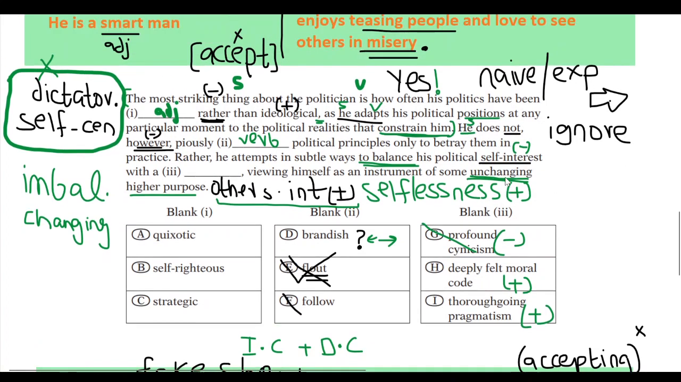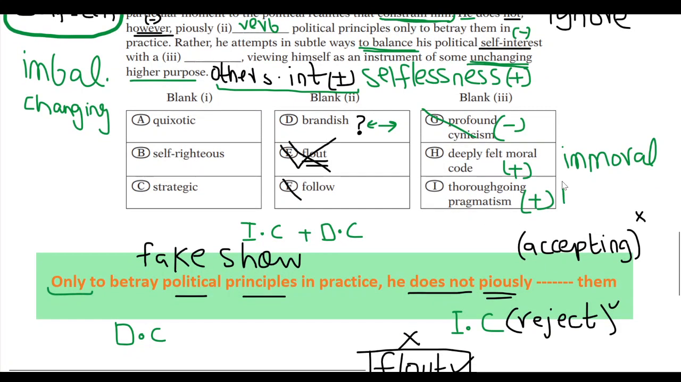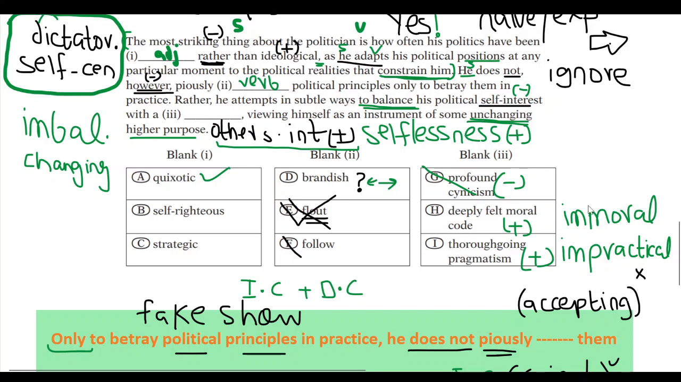So since I'm using contrasting ideas, let's try to come up with a contrasting idea of morality. So the contrasting idea of morality is going to be something to the effect of immoral, right? Immoral or immorality. And the opposite or contrasting idea of pragmatism is going to be something to the effect of impractical. Impractical. Or something like quixotic, right? I can just use this GRE word, quixotic. Now the question is, which contrasting idea aligns with self-interest or probably selfishness?